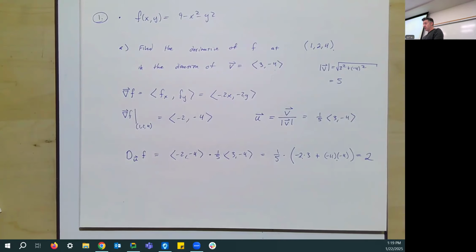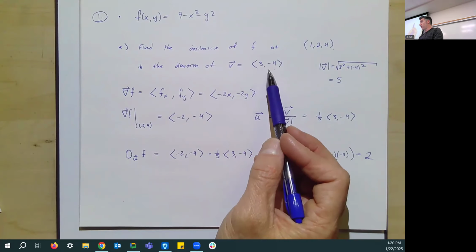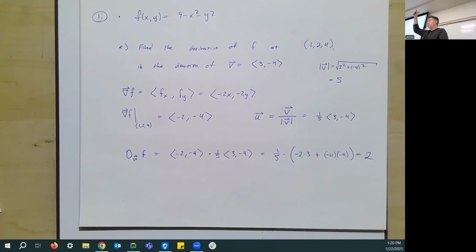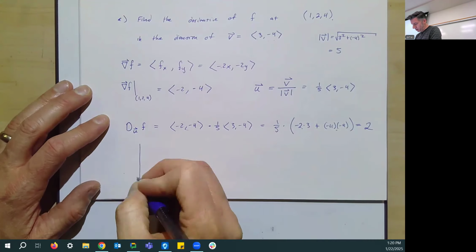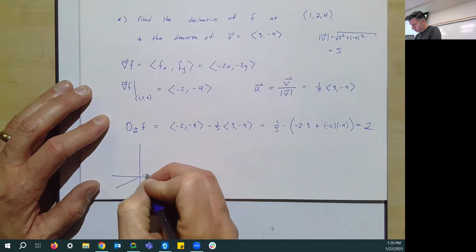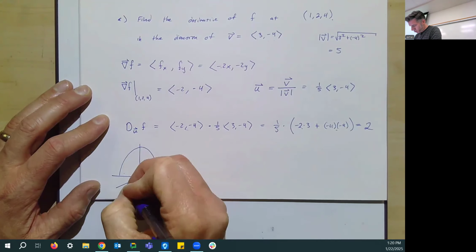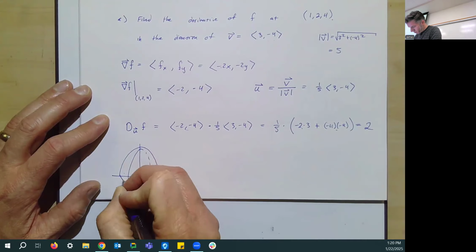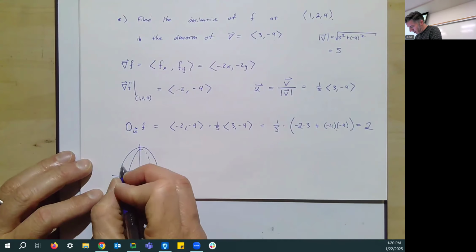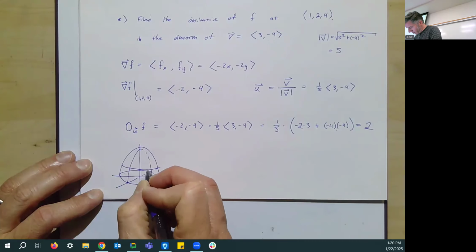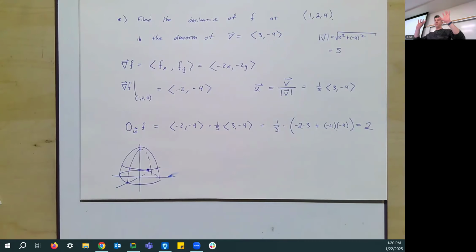So what it's telling me is at that point on the surface, in the direction of the vector 3 comma negative 4, we're traveling upwards. And if we think about this graphically for a second, so here's our little graph, kind of like that. And then 1, 2 is about right here, like on the side of the mountain that's towards you, right? Not the back side, but the front side.